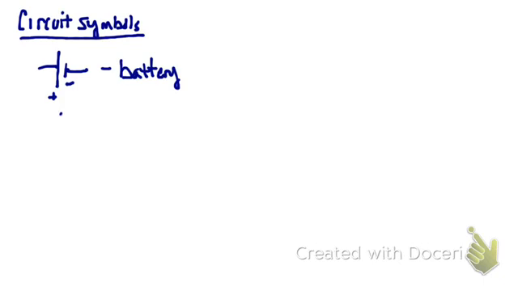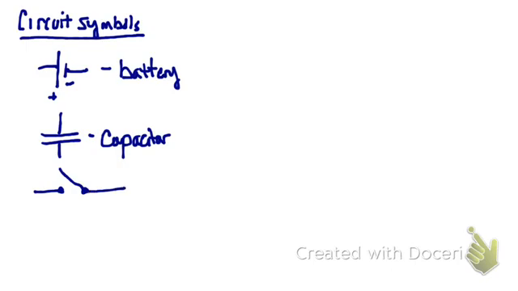And we have a capacitor, which looks a lot like a battery, except both lengths are the same. And we have a switch, which looks like that, and this opens and closes the circuit. So it's a switch.